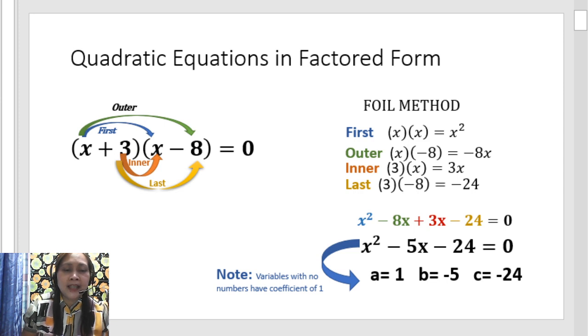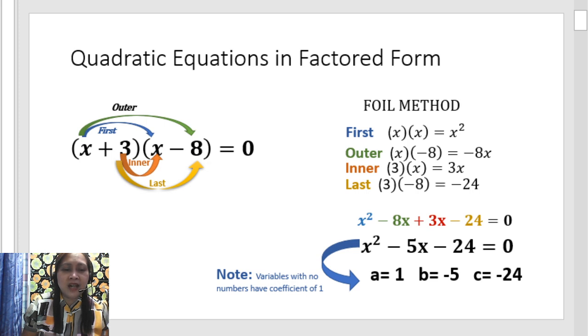The two like terms here are the negative 8x and the positive 3x. These two terms only, we can combine. So negative 8x plus 3x is negative 5x. So the standard form of the factored form, the quantity of x plus 3 times the quantity of x minus 8, is x squared minus 5x minus 24 is equal to 0.